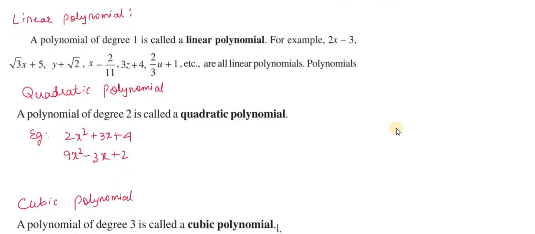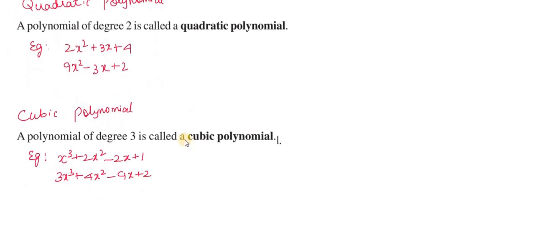And next is the quadratic polynomial. A polynomial of degree 2 is called a quadratic polynomial. Here the highest power of this polynomial is 2, so therefore it is a quadratic polynomial. And next is the cubic polynomial. A polynomial of degree 3 is called a cubic polynomial.